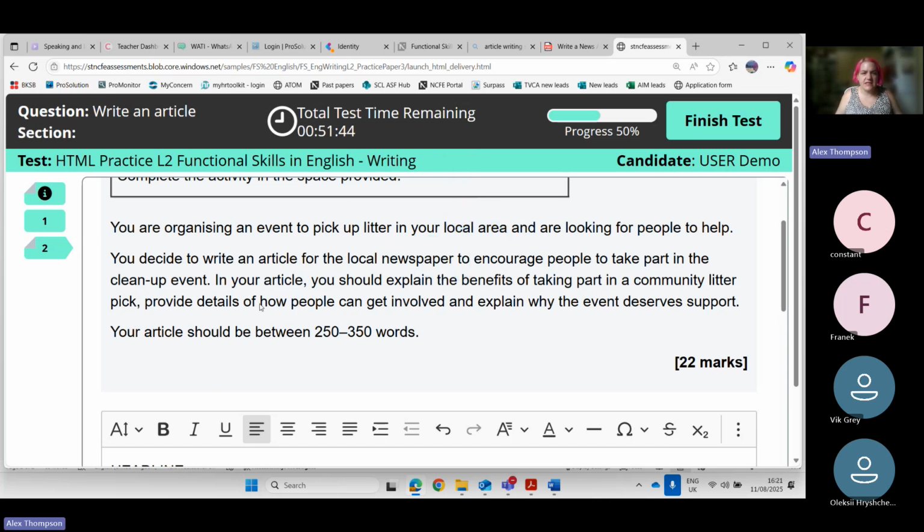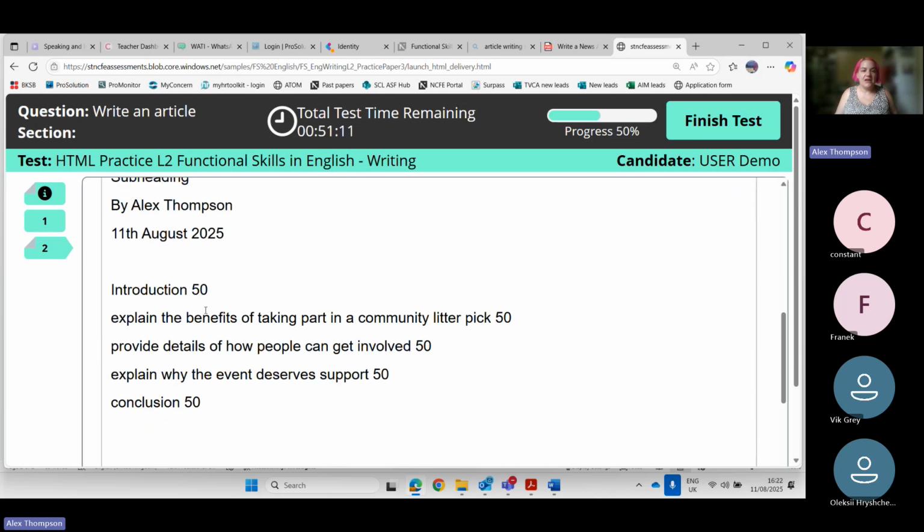Then it also says provide details of how people can get involved. So I'm going to come up with a date. I'm going to say the 21st of August because I can't think of anything better. At 3 p.m. Why not? And I'm going to think about where people are going to meet. They're going to meet at a cafe. There we go. So again, we are not being tested on the truth of what we're saying. We're being tested on how well we communicate it. So our introduction, we are giving our readers an idea, a bit of detail about this.